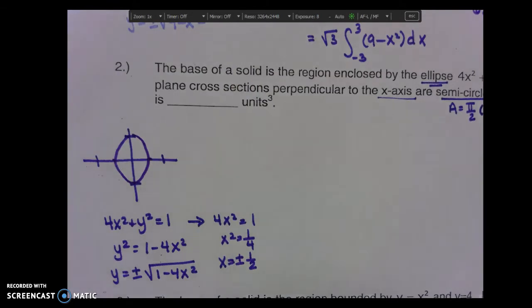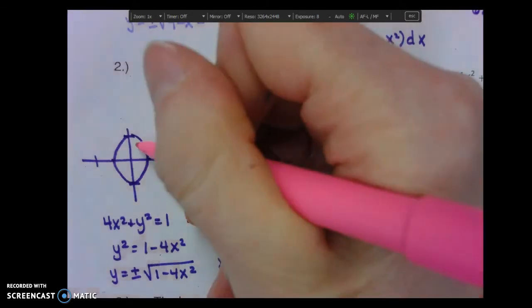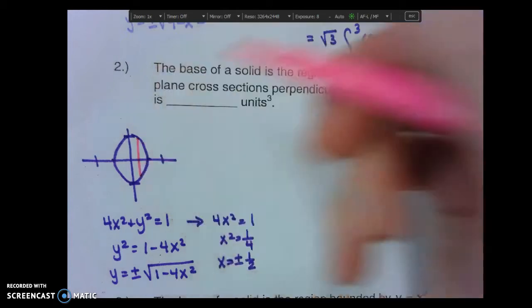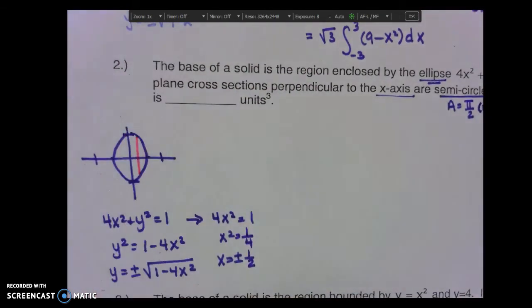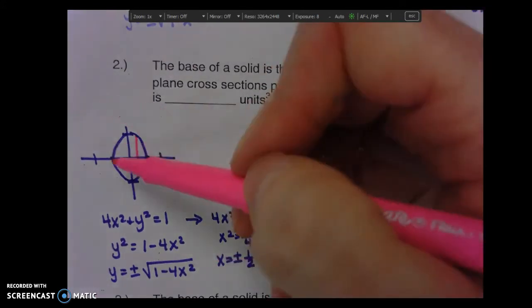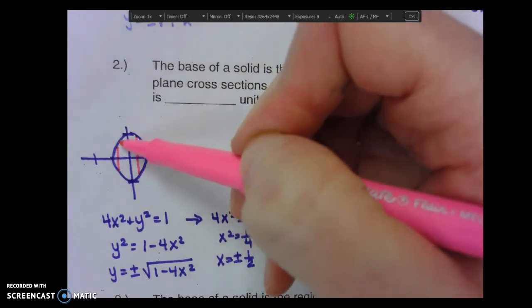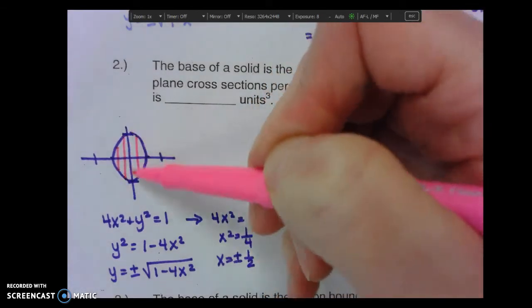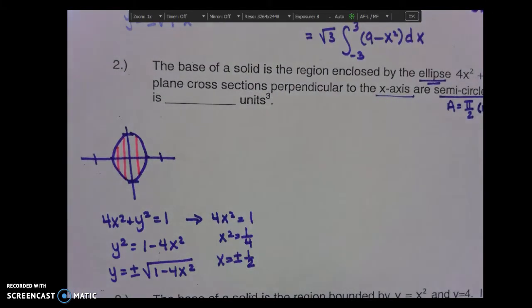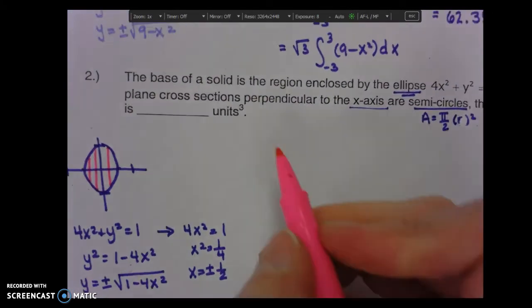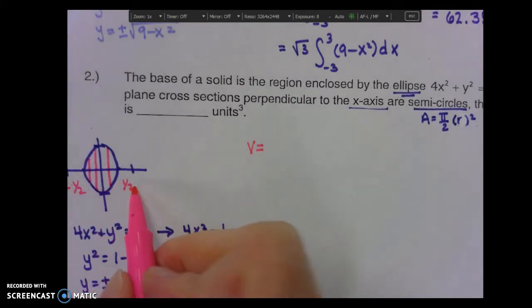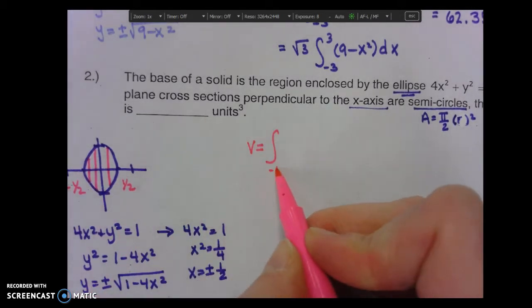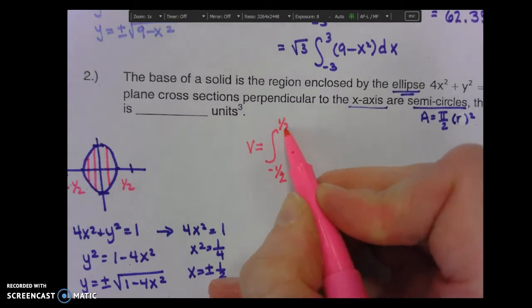Again, we are perpendicular to the x-axis, so I always like to draw where I would place my Play-Doh. My Play-Doh semicircle would go right here, perpendicular to that x-axis. I'm going to be accumulating those semicircles starting over on the left, and I'm just going to keep working to the right until I get to the other side. So in my volume, since I'm going from negative 1/2 to 1/2, there's my limits.